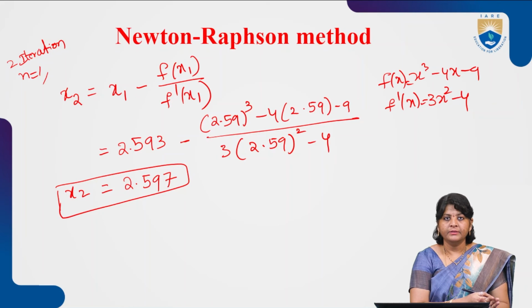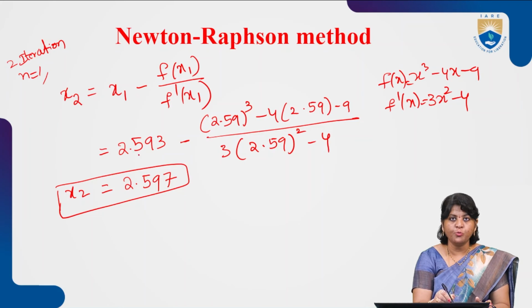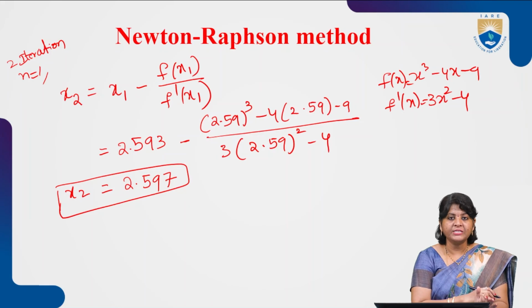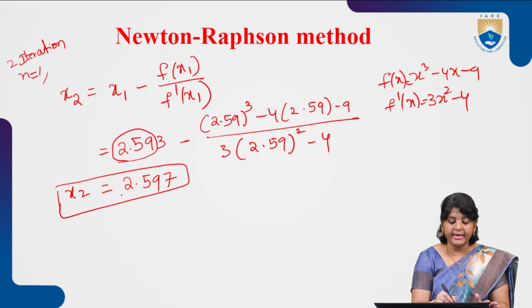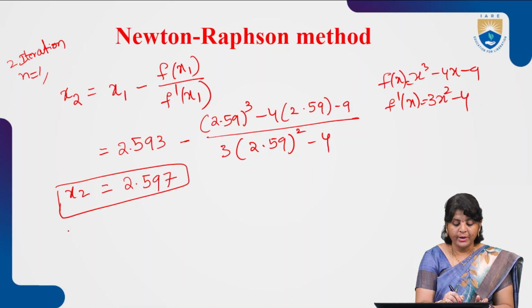Second iteration. If you see, my first iteration value, that is x1, is 2.593. If I take up to 2 decimals, then I can stop here, because I got 2.59 here and again I got 2.59 here, so I can stop. But I am going to consider here up to 3 decimals. I need to move on to the next iteration also. Based on the decimals we consider, we need to move the iterations. Now I want up to 3 decimals.